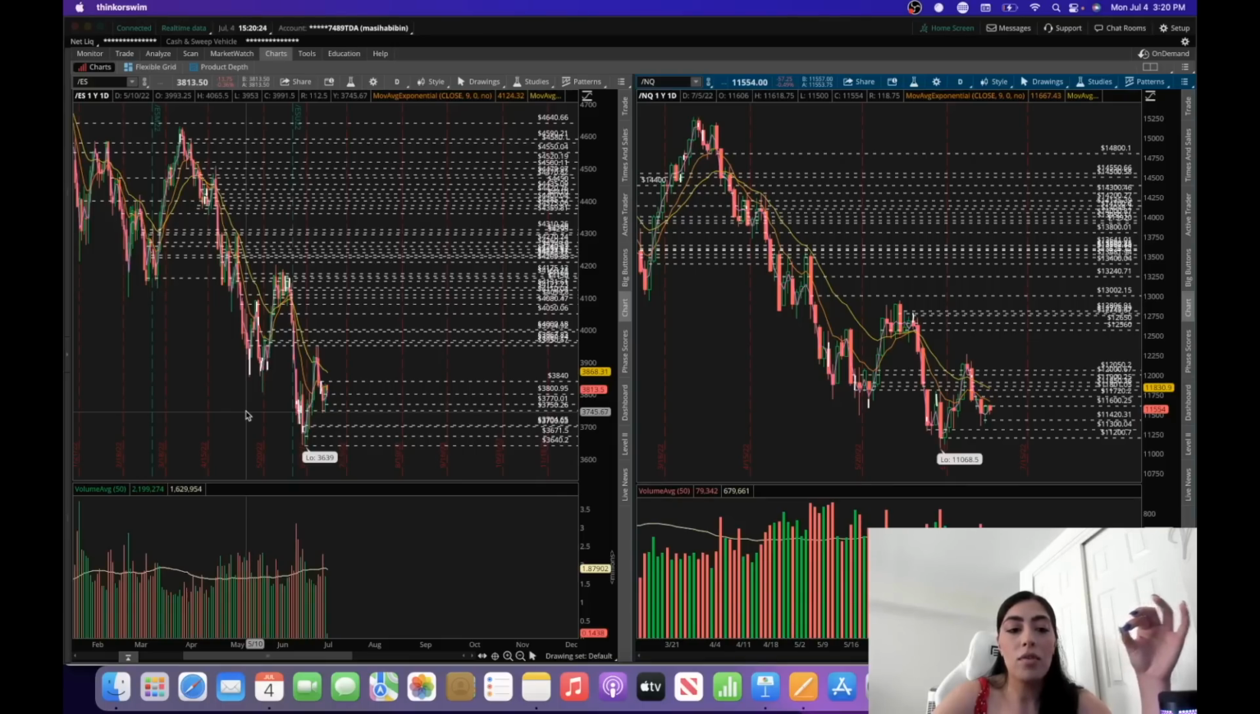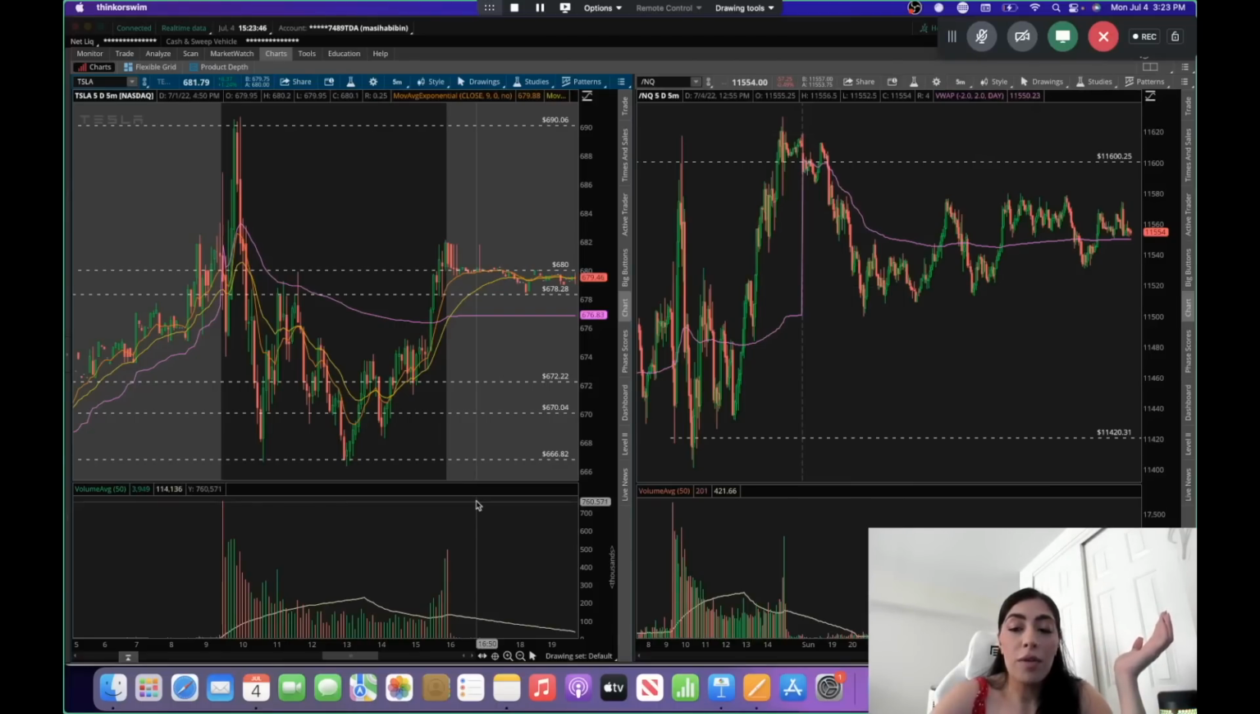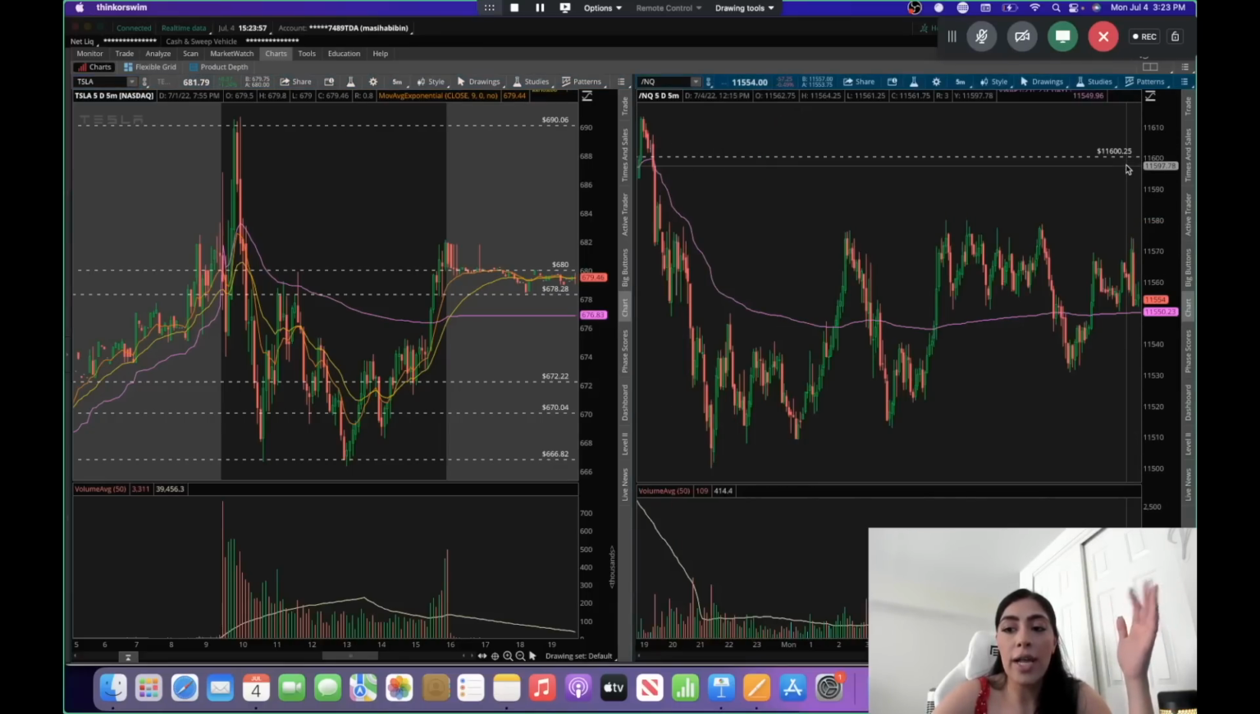They're going to be the levels that you'll see buyers or sellers start to step in and potentially hold the stock up or down. The first thing that I'm going to go over with you guys, our first little tip that I like to use with futures, is VWAP. The VWAP is an intraday indicator that I like to utilize, especially with futures.